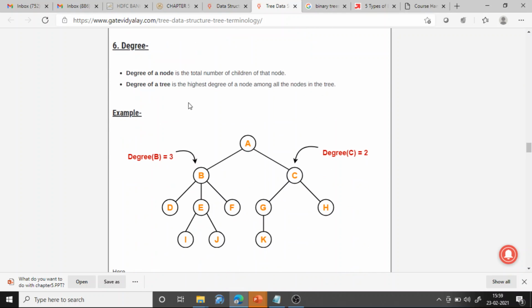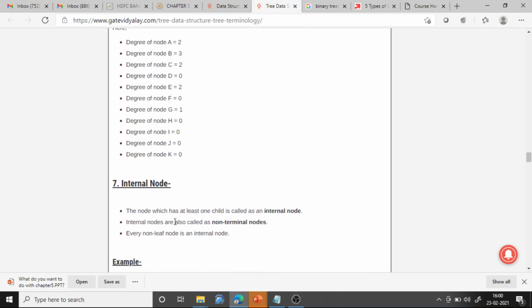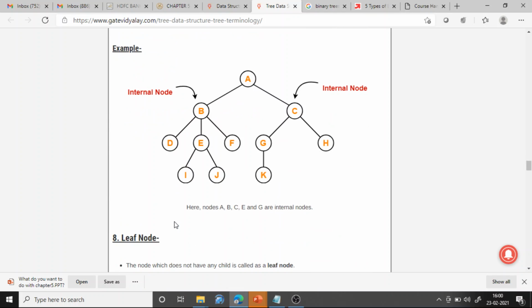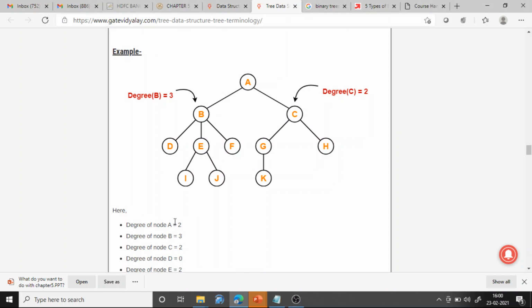Degree. The degree of a node is the total number of subtrees or children that the node has. The degree of A is 2 because it has 2 subtrees or 2 children. Degree of B is 3 because it has 3 subtrees or 3 children. Degree of C is 2. Like that you can calculate the degree of all the nodes. And what is the degree of a tree? It is the highest degree among the nodes; that will be the degree of the tree.